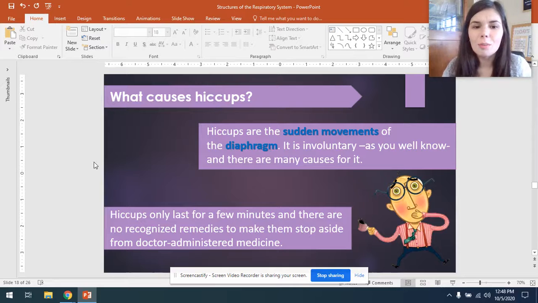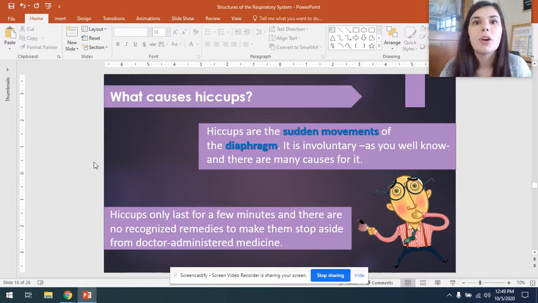So what causes hiccups? Hiccups are actually the sudden movement of the diaphragm muscle. They are involuntary, meaning that you have no control over when they start or stop, and there are many causes for it. Hiccups can sometimes only last a few minutes, but there are also some cases where hiccups can last for a few hours, and there's really no recognized remedies to help make them stop aside from doctor-administered medication. And this medication would only be prescribed to you if you were to have hiccups for a long period of time and it was causing you difficulty breathing and things like that.